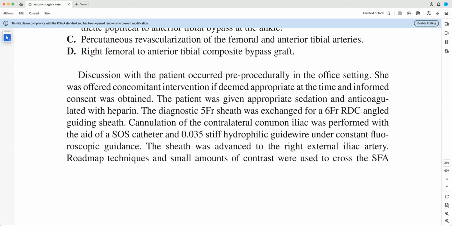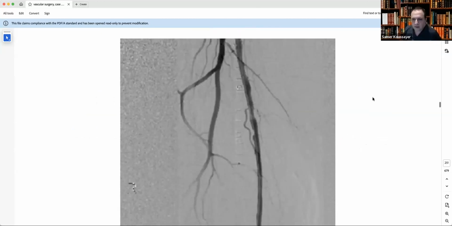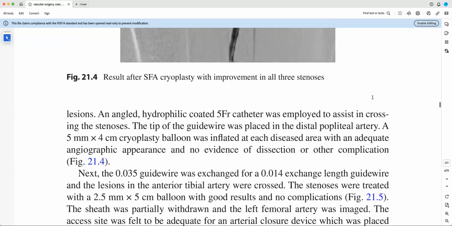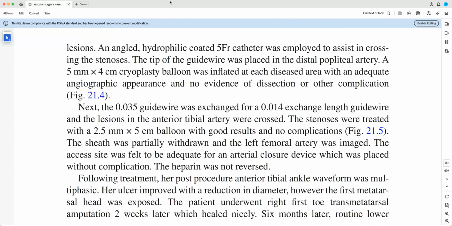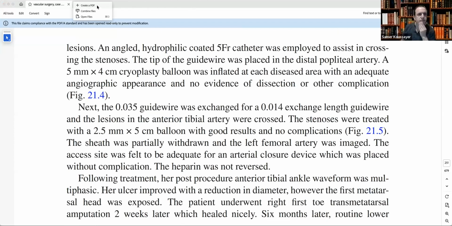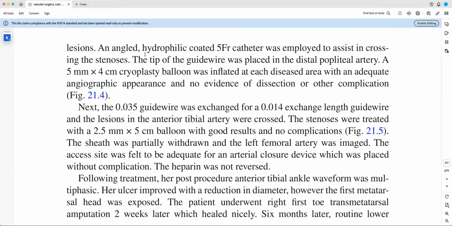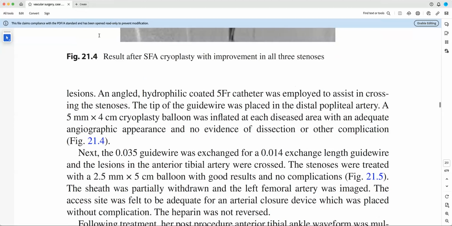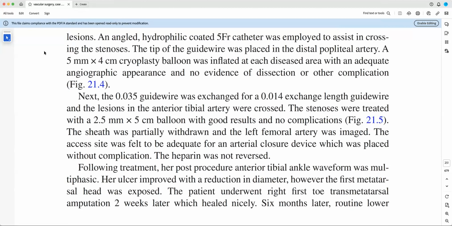So they explained the procedure, what they did. An angled coated 5 French catheter was employed to assist the crossing of the stenosis. The tip of the glide wire was placed in the distal popliteal artery. A 5 millimeter by 4 centimeter angioplasty balloon was inflated at each disease area with adequate angiographic appearance and no evidence of dissection or other complications.